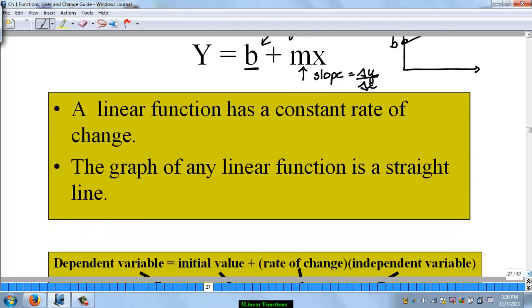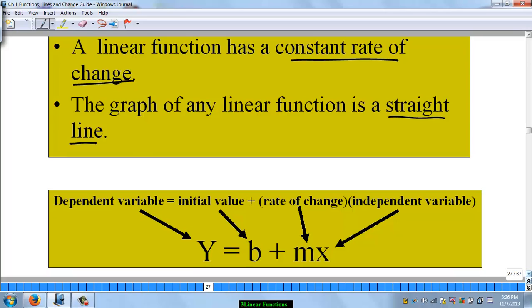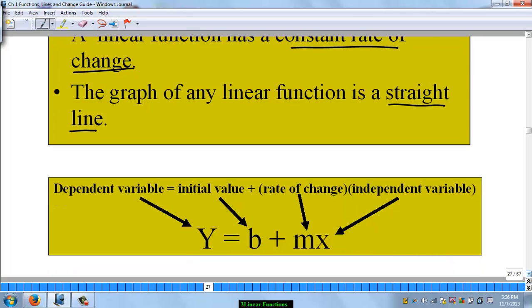All right. Linear functions have a constant rate of change, which we've talked about. And the graph of any linear function is a straight line, because the rate of change is constant. Here again, I have gone through and explained what everything was.